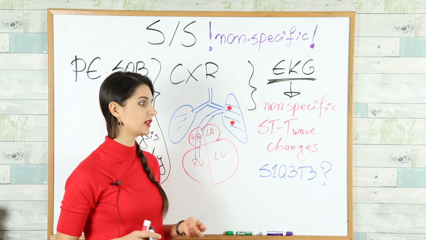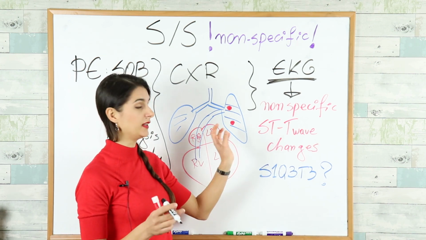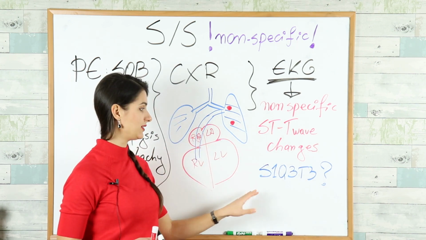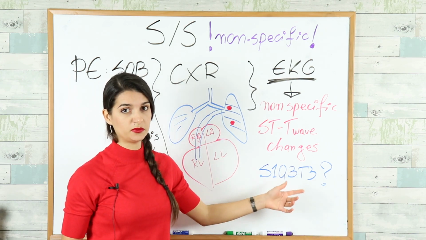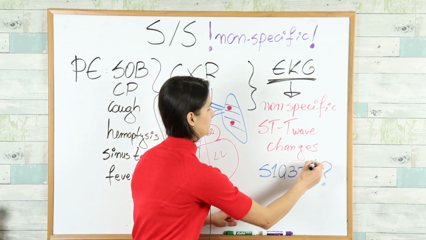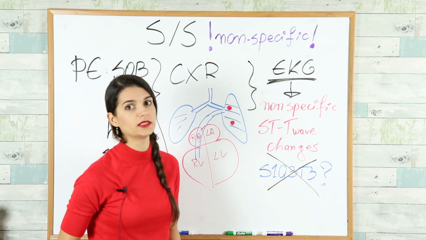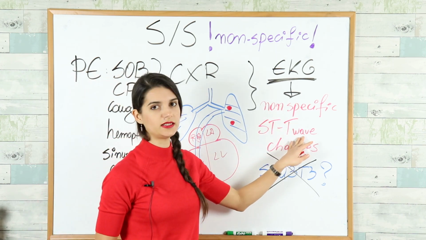Now I know that you have heard about the S1 Q3 T3 phenomenon on EKG, which is basically an S wave in lead 1, a Q wave in lead 3, and an inverted T wave in lead 3, but this is not the most common presentation. Alright, forget about this. They're gonna test you, and in real life you're going to see non-specific ST T wave changes.